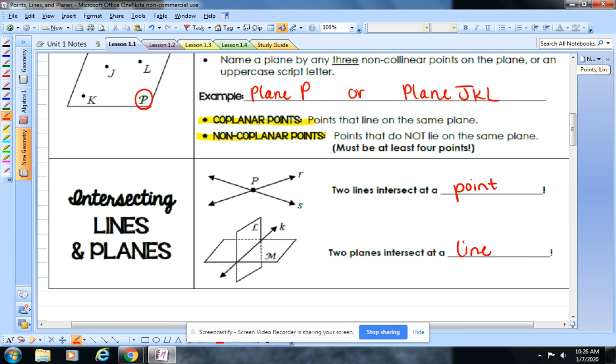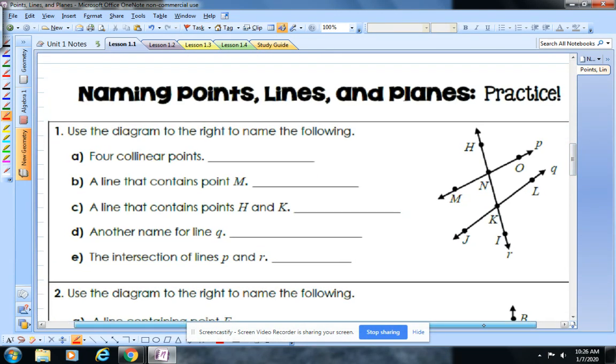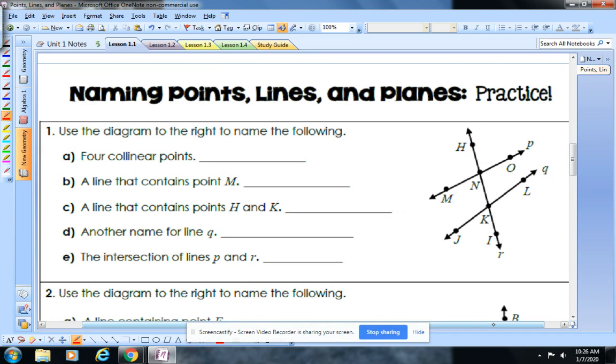All right, is that all the front side? All right, y'all flip over. So what we're going to do basically is just see some examples of some different pictures and some different things intersecting each other. And we're going to work on naming things and using our symbols for points, lines, and planes. Okay.